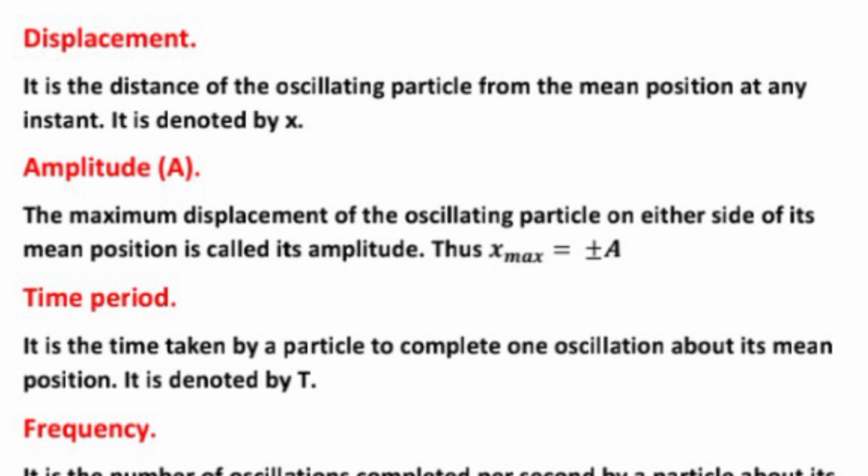Amplitude A. The maximum displacement of the oscillating particle on either side of its mean position is called its amplitude. Time period. It is the time taken by a particle to complete one oscillation about its mean position. It is denoted by capital T.